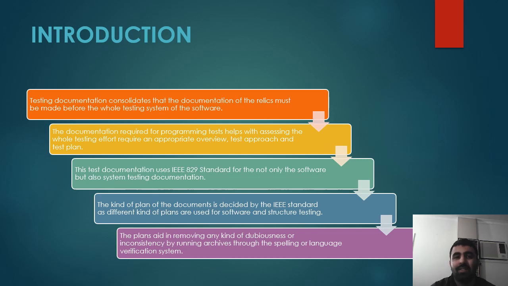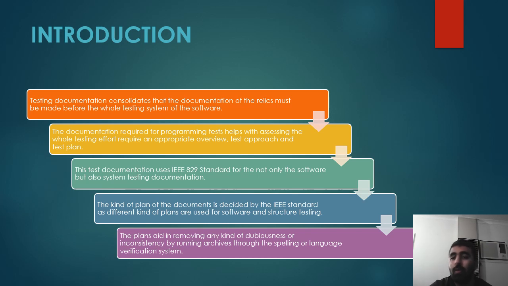This test documentation uses the standard IEEE 829, which is used not only for software but also for system testing. This kind of plan of documents is decided by the IEEE standard. There are different kinds of testing available in system and software testing. This plan helps in removing doubts and inconsistencies by running activities like verification systems in spelling and language tests.